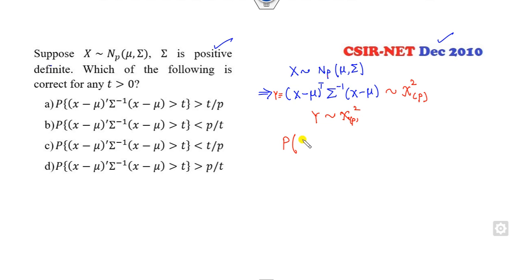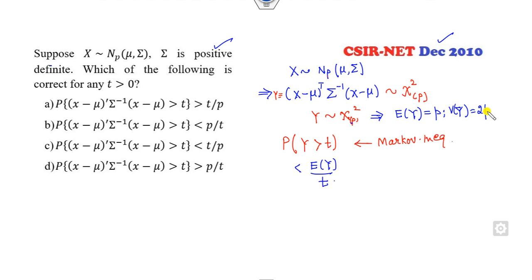Then your required target is to find the value of this. Now since we are talking about bounds, which result can you use? You can use the Markov inequality. So what is the Markov inequality? The probability that Y is greater than t is always less than the expected value of Y divided by t. Now since Y follows the chi-square distribution, what is the mean of Y? It is the degree of freedom. What is the variance of Y?